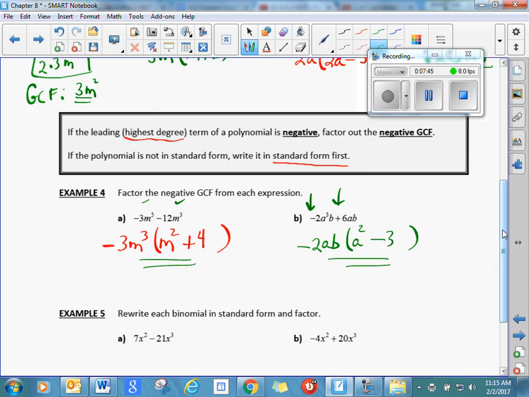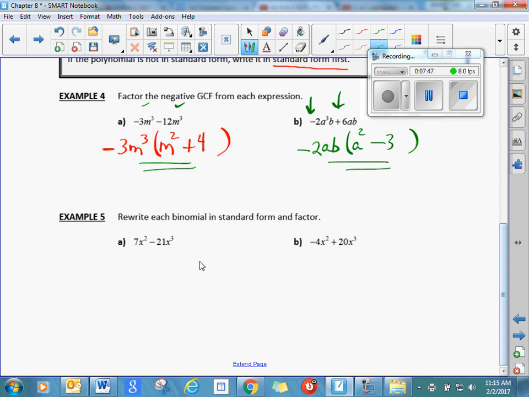I want to run through these couple really quickly, at least maybe one of them, and then we'll do one in class. This is not in standard order. So the negative 21x cubed has got to come first. Now you can see you're going to factor out a negative GCF. The GCF is going to be 7x squared. What do they have in common? What's left? How do you multiply negative 7x squared to end up with negative 21x cubed? 3x. 3x.